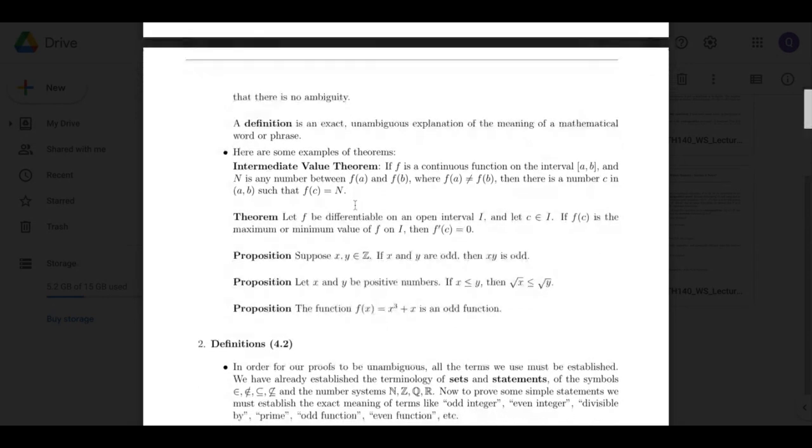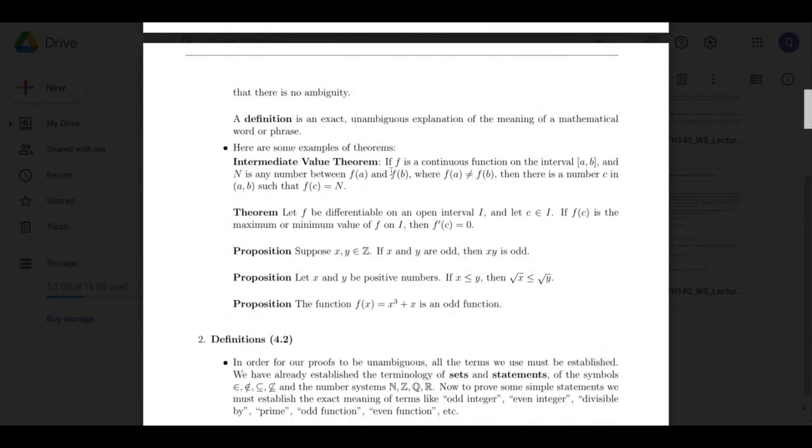Okay, here are some examples of theorems. So the intermediate value theorem. Let's review that. If f is a continuous function on a closed interval a to b, and n is any number between f of a and f of b, where f of a is not equal to f of b, then there is a number c in the open interval from a to b. Well, we don't want c to be a or b, so that's why a and b are excluded, such that f of c equals n. All right.